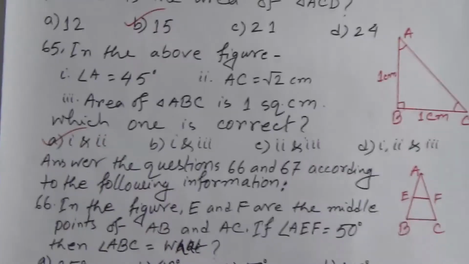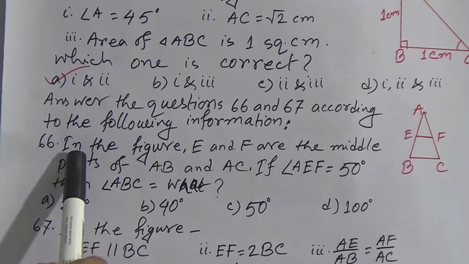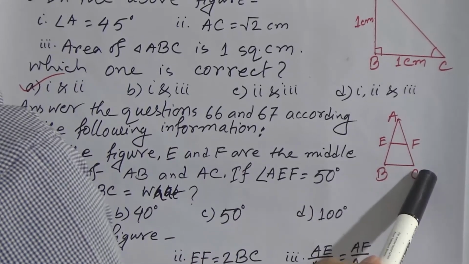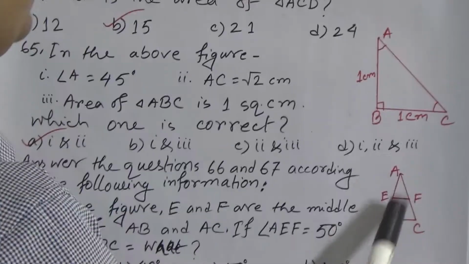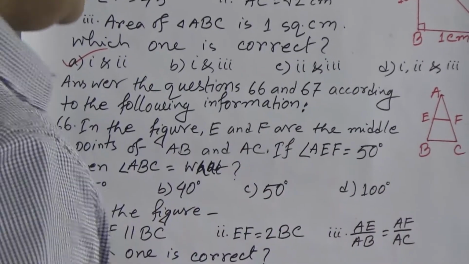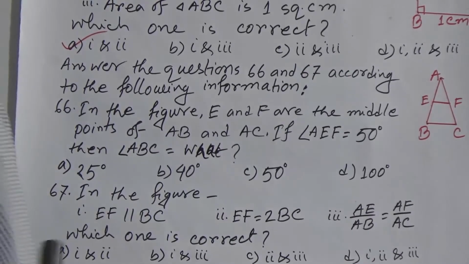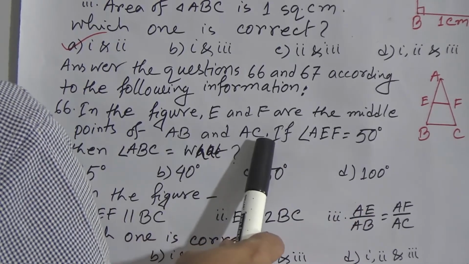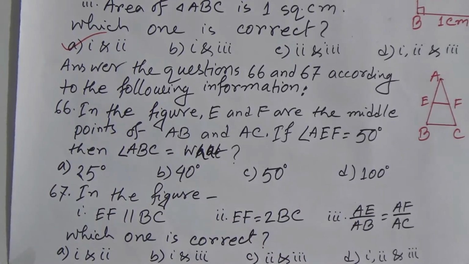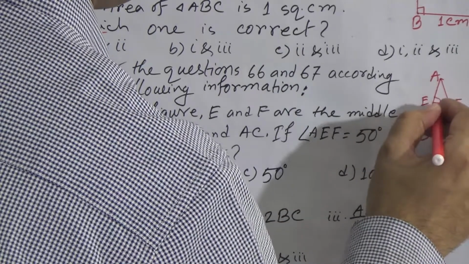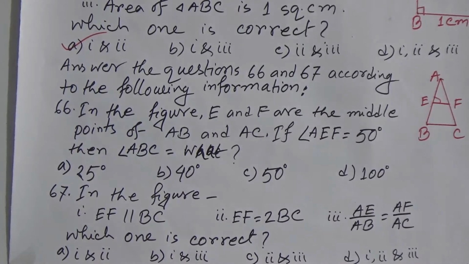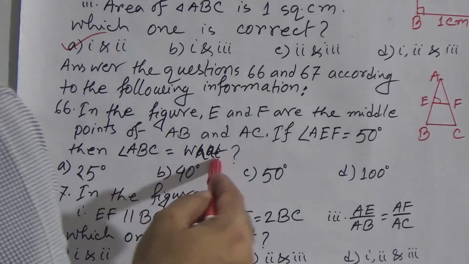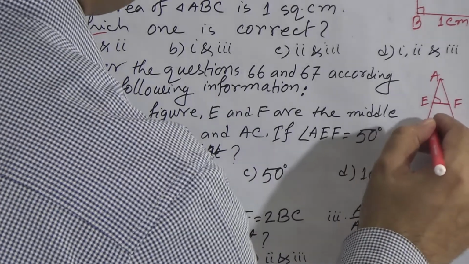Now question 66. To answer questions 66 and 67, we need the same figure here. ABC is a triangle. E and F are the middle points of AB and AC respectively. Now we have to answer question 66. In the figure, E and F are the middle points of AB and AC. If angle AEF equals 50 degrees, meaning this angle is 50 degrees, then what is the measurement of angle ABC? ABC is equal to what? Angle ABC means this angle.